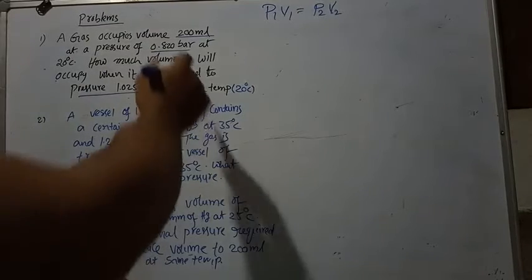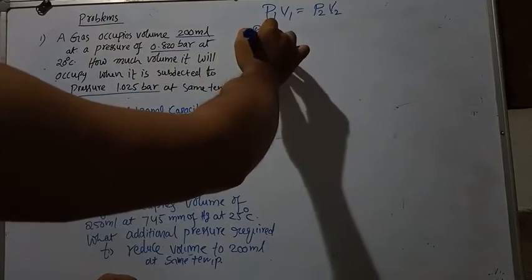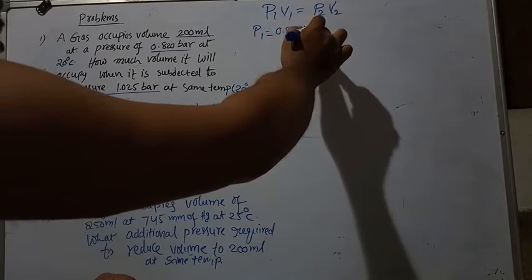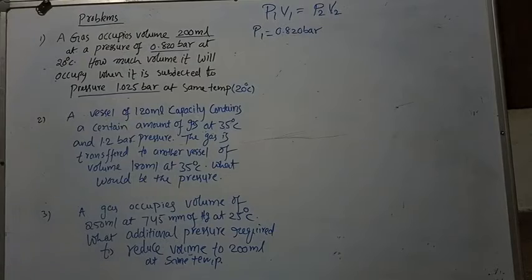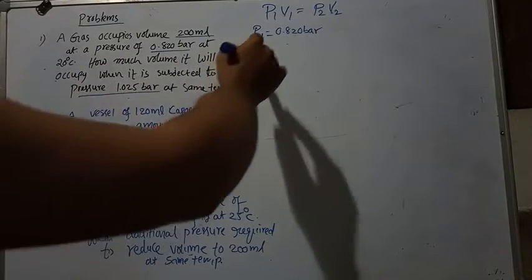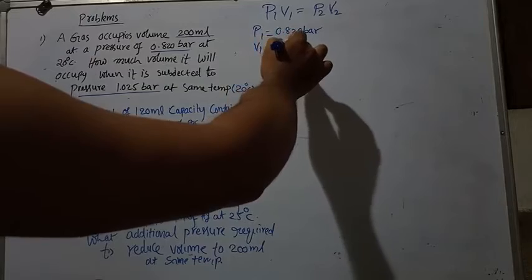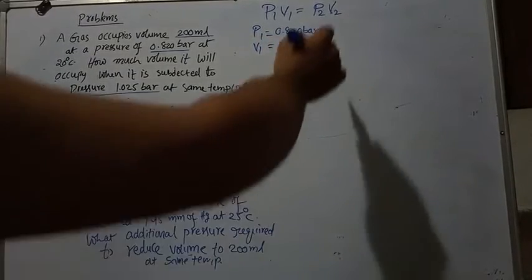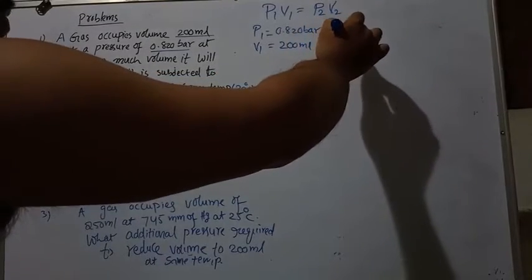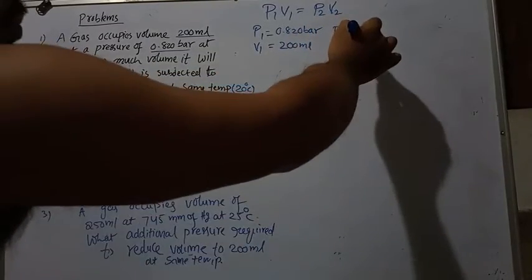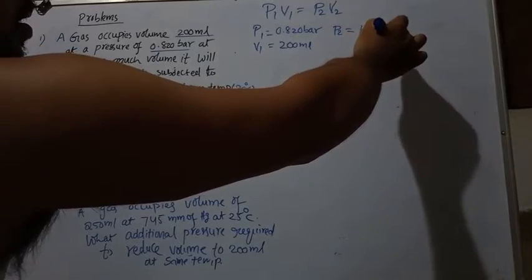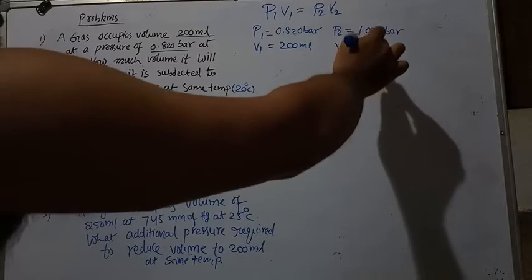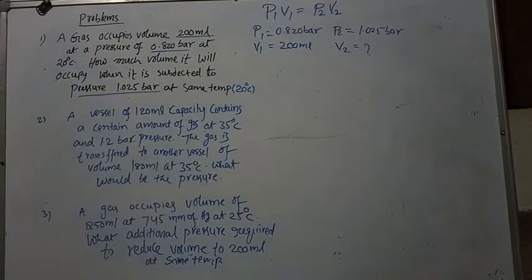See that. Initial pressure P1 is how much here? 0.820 bars. Unit you have to consider, these are very important. And initial volume, how much is given? 200 ml. And P2, final pressure, how much is given? 1.025 bar. So this volume we have to find. At this pressure, volume we have to find.